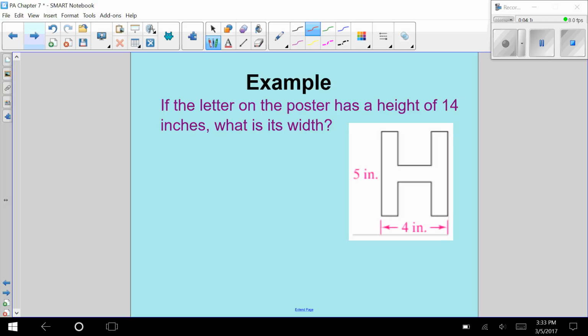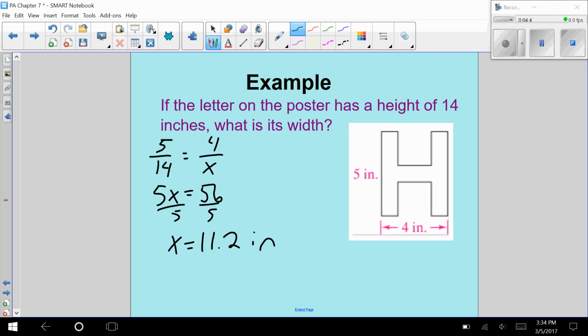Try this one. The letter on the poster will have a height of 14 inches. What would the width be? All right, for this one, you can do it the same way as we did the last one. 5 over 14 equals 4 over x. Realize that you could have these fractions both flipped over as well. You could do 14 over 5 equals x over 4. Cross multiply, we get 5x equals 14 times 4, which is 56. Divide by 5, and we get x equals 11.2 inches.